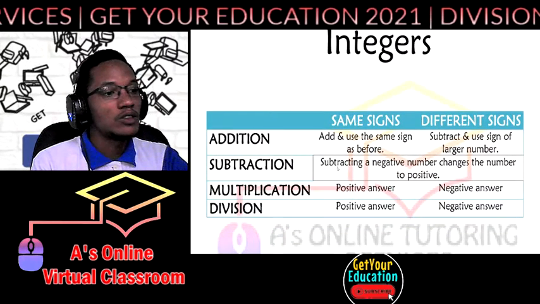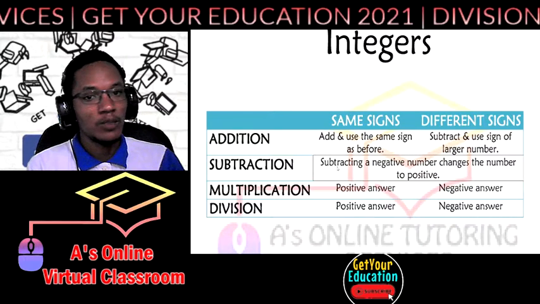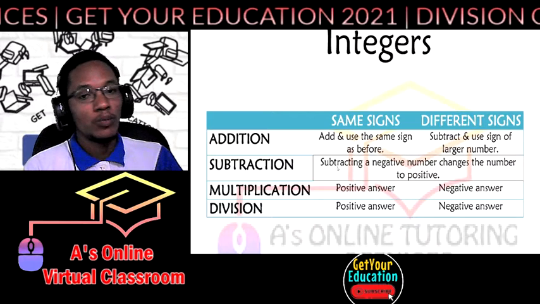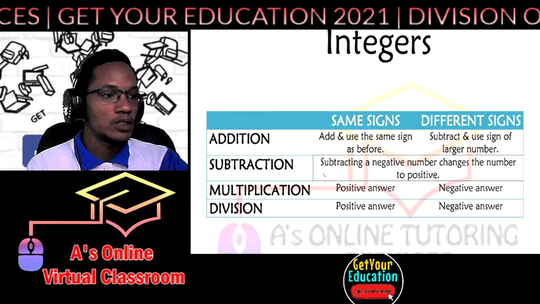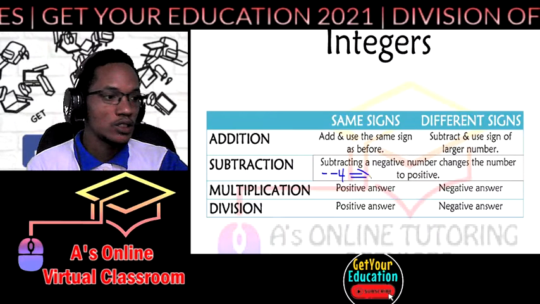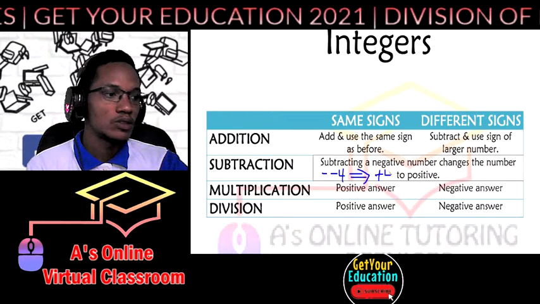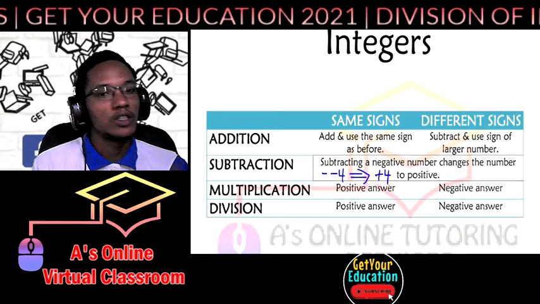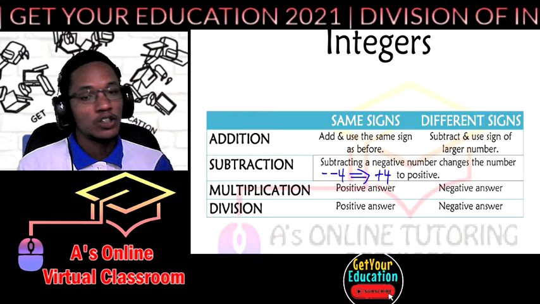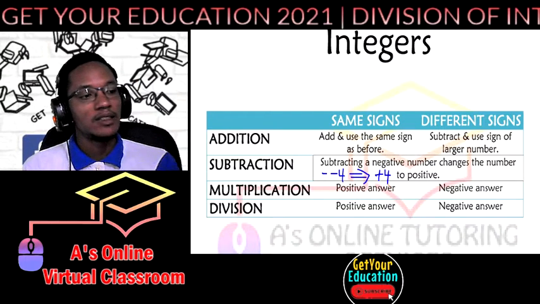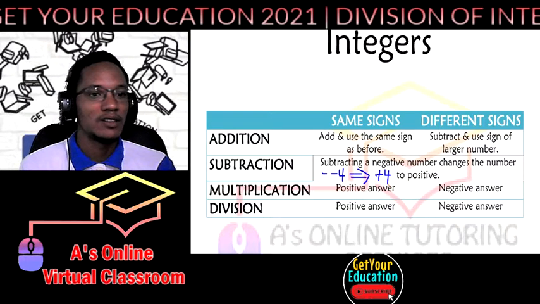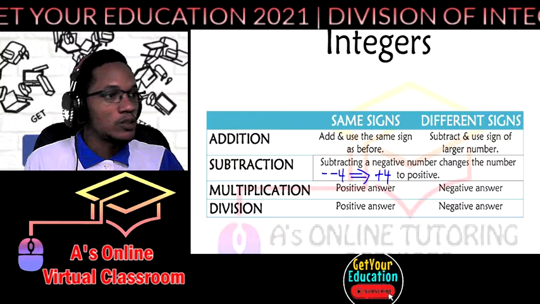Subtraction of integers: only when you're subtracting a negative number, for example take away negative 4, it changes to a positive. So take away negative 4 actually changes to plus 4. That's the only difference from addition to subtraction. And when you're looking at multiplication and division, as we just saw with the division, when the signs are the same, you get a positive answer. When the signs are different, you get a negative answer. So this is our full summary with integers.